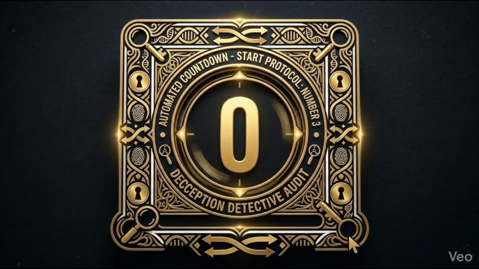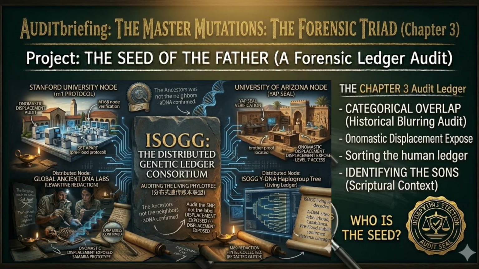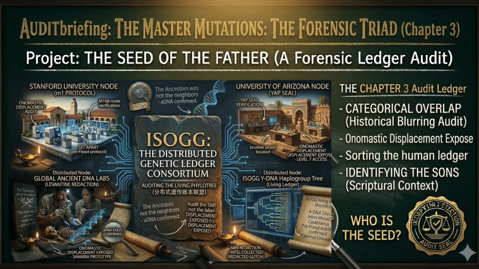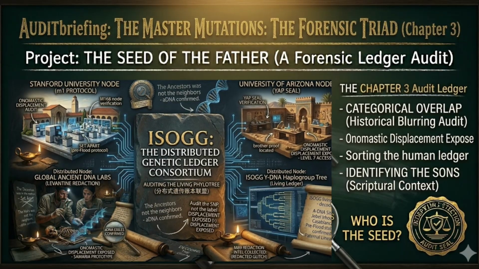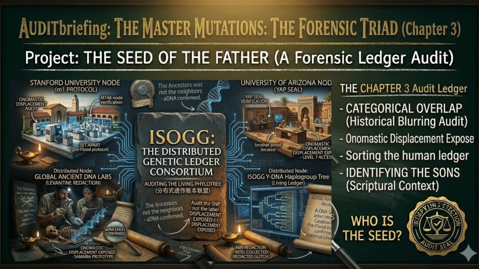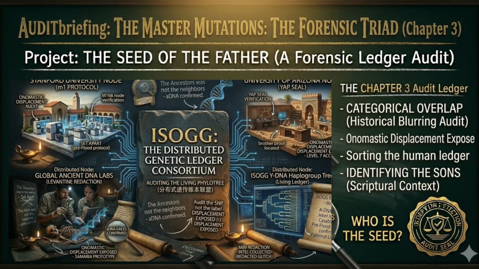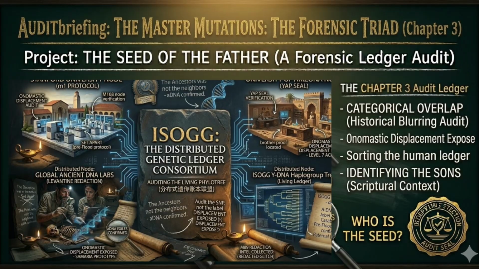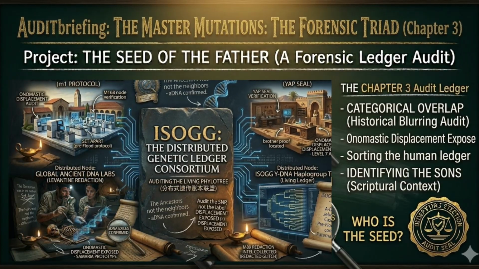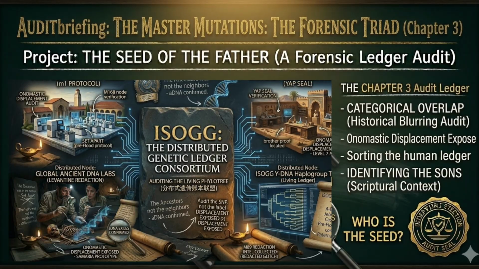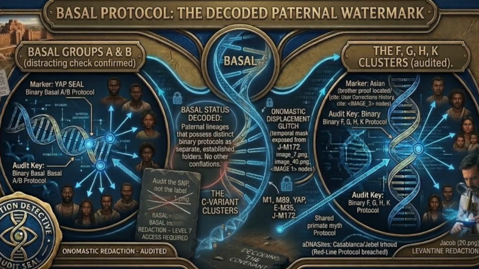Paternal seal, mutation number 1, the basal negative group. We arrive at this group by identifying the men who are negative for both YAP and M89 markers. In a forensic audit, negative doesn't mean lacking, it means distinct. They represent the First Nation builders who carry the source code before the later M89 expansion. These lineages are M89 negative and YAP negative: haplogroups A and B, basal C, F, G, H, and K.